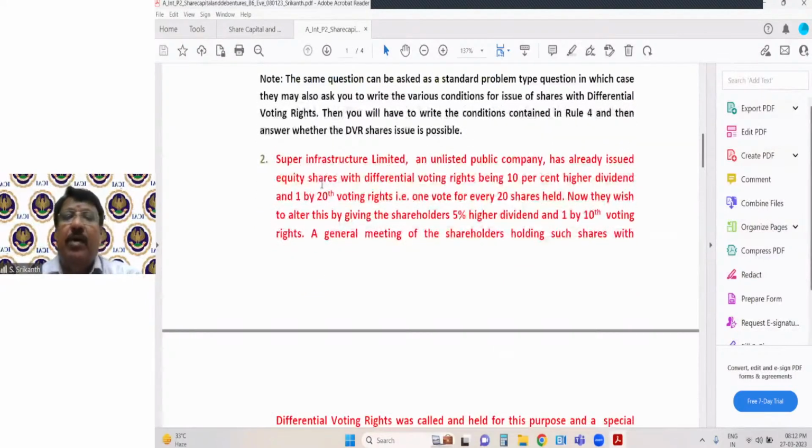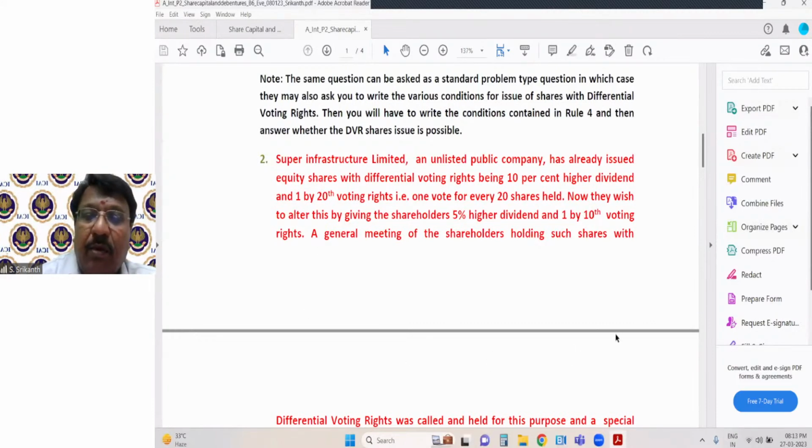Super Infrastructure Limited, an unlisted public company, has already issued equity shares with DVR, being 10% higher dividend and 1/20th voting rights. 1 vote for every 20 shares held. Now they wish to alter this by giving the shareholders 5% higher dividend and 1/10th voting rights. Okay, 1 vote for every 10 shares held.